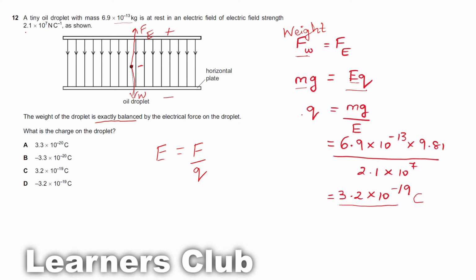But we already found the oil drop is negative because it is getting attracted to the upper positive charged plate. The charge will be negative 3.2 × 10^-19 coulomb. When you check the options, your answer for this question is option D.